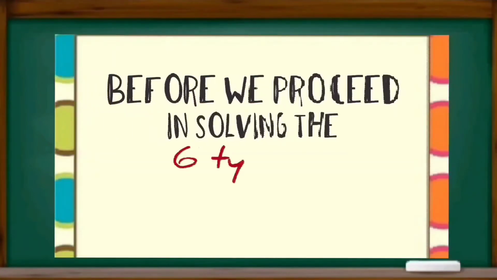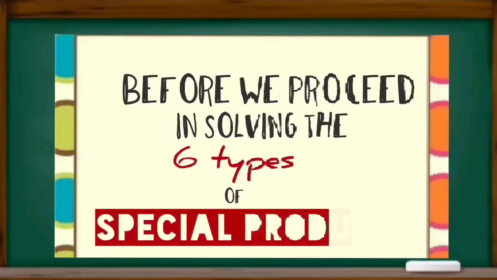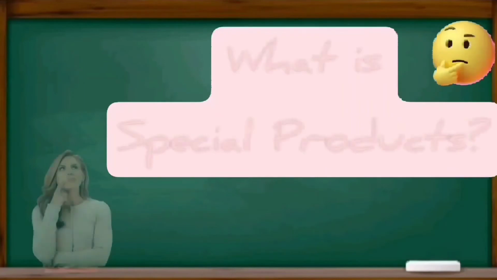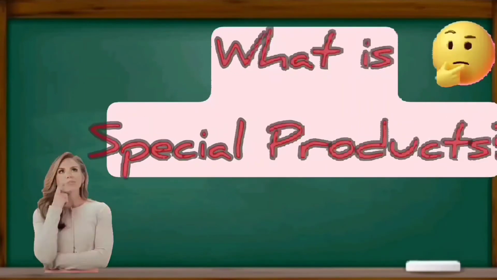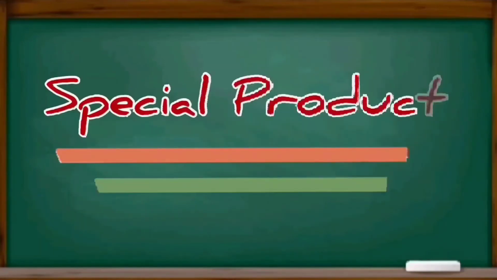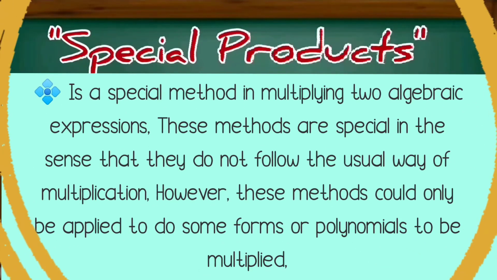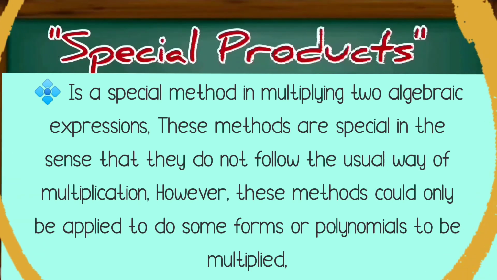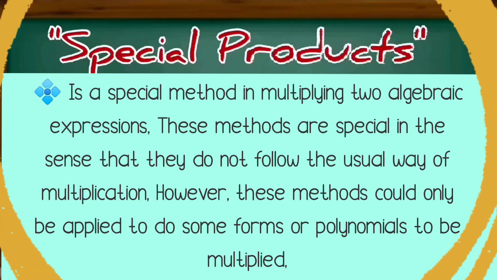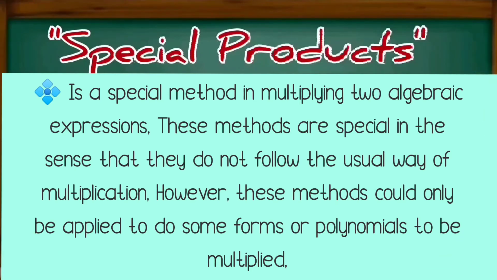Before we proceed in solving the 6 types of special products, let us define first what a special product is all about. Special products are special methods in multiplying two algebraic expressions. These methods are special in the sense that they do not follow the usual way of multiplication. However, these methods could only be applied to some forms of polynomials to be multiplied.